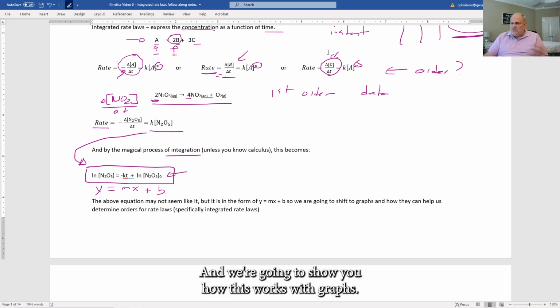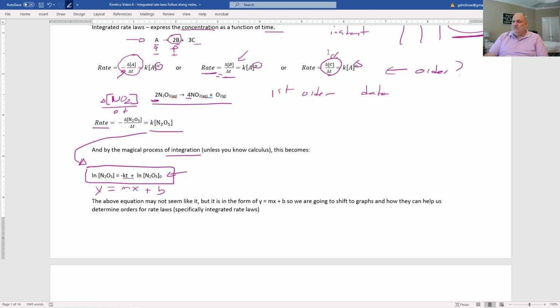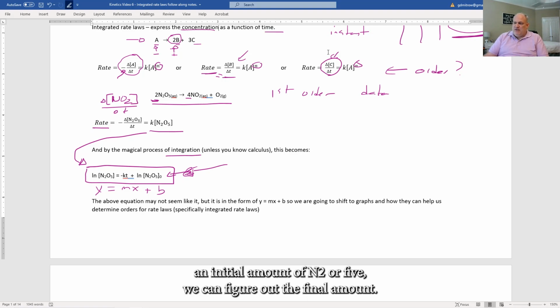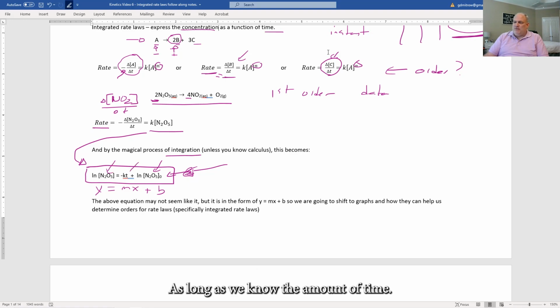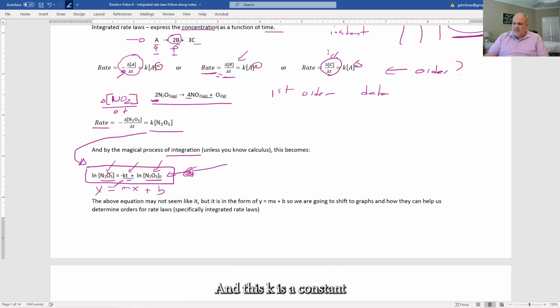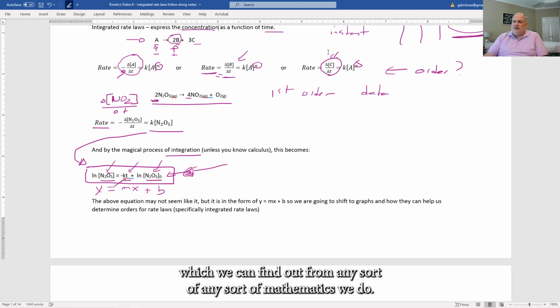And we're going to show you how this works with graphs, because one of the things that we can do is, instead of using this equation, and I'm going to make another arrow because that helps learning, evidently, sorry. We can take this equation, and if they give us an initial amount of N2O5, we can figure out the final amount as long as we know the amount of time. There's three variables in here: initial concentration, final concentration, and time, and this k is a constant, which we can find out from any sort of mathematics we do.